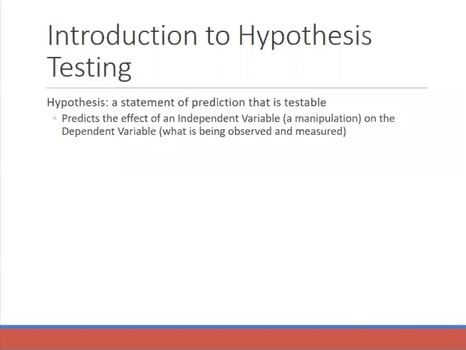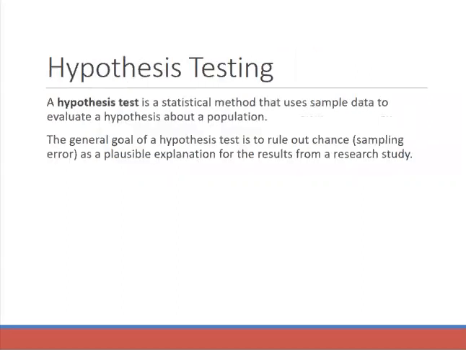So a hypothesis is a statement of prediction that is testable. And generally, hypotheses predict the effect of an independent variable, which is something that experimenters manipulate, on a dependent variable. We'll talk about several different configurations of hypotheses depending on which hypothesis test we're doing.